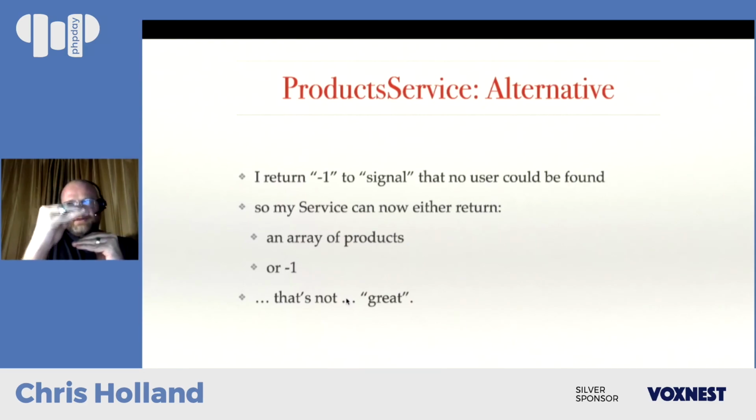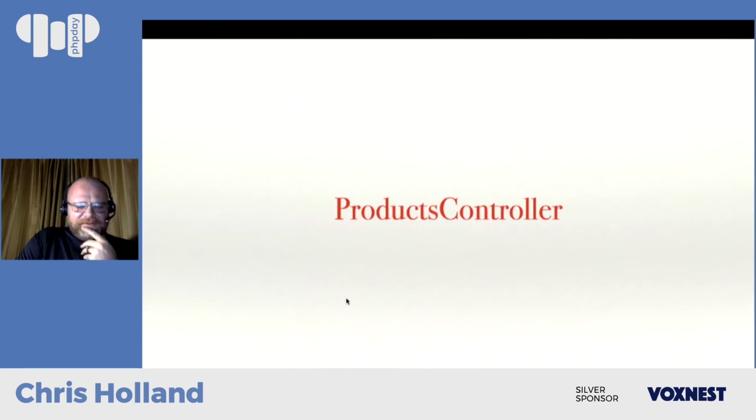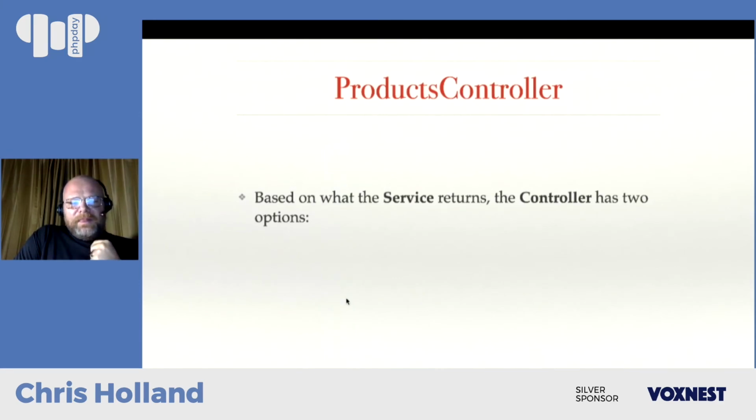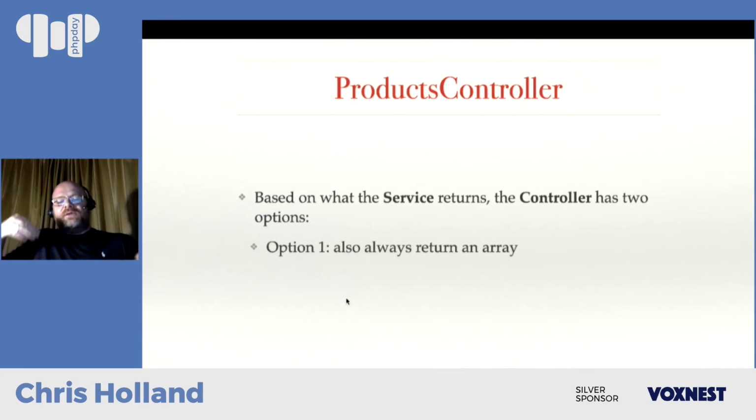So above the service, you have the products controller. That's interesting. What's the products controller going to do? Because the service can either return an array or -1, it has two options. We're going to look at what the code for the controller looks like in the two options.